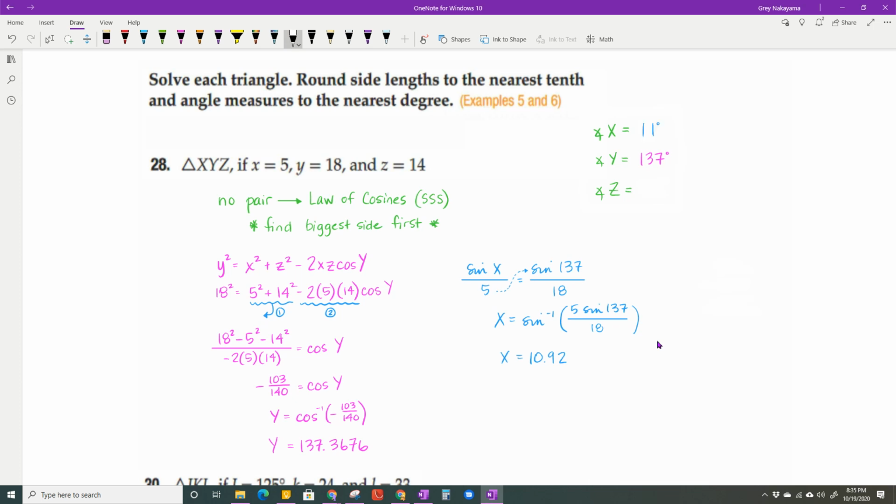And then to find the last angle, y'all, we always want to just subtract from 180. So I'm going to have 180, and I'm going to subtract 137, and then I'm going to subtract 11 and get an answer of 32.